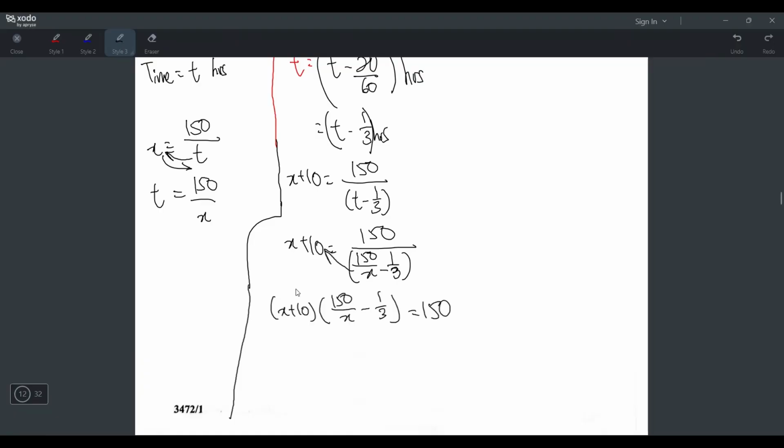And how do you expand this? Let's see. Yeah, you just expand lah. x times 150 over x, you get 150. Because the x cut already. And then x times negative 1 over 3 is negative 1 over 3x. 10 times this, you get, okay, 150 times 10 is 1500 over x. And then 10 times negative 1 over 3 is just negative 10 over 3 equals 150. Now what?